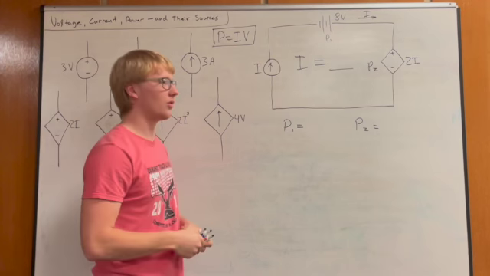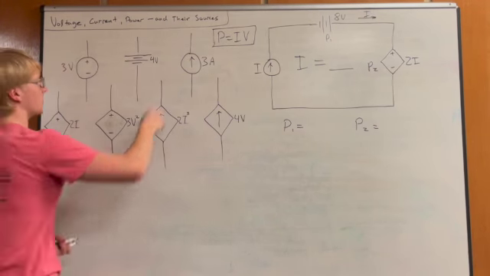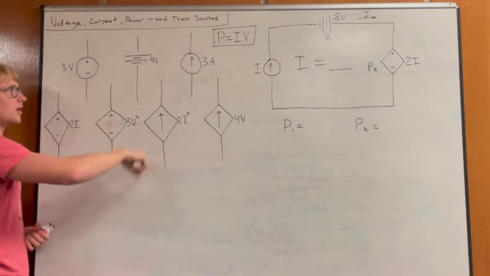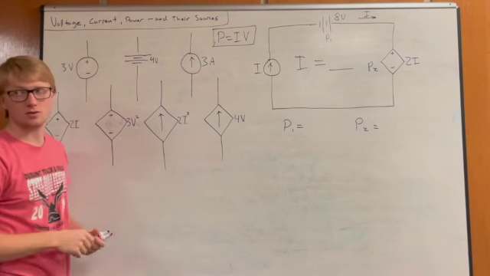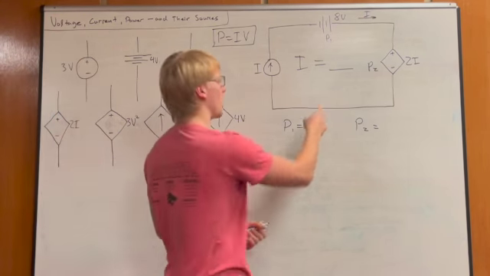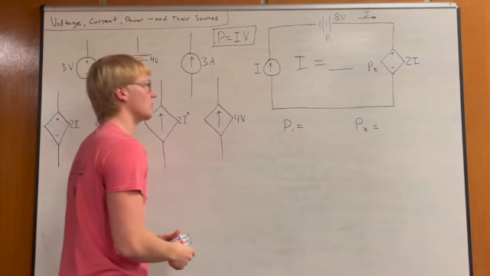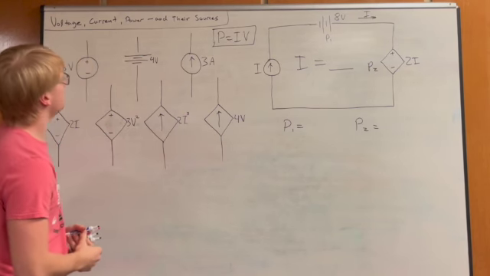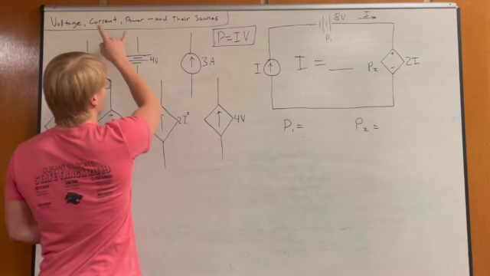So I'm going to go through some of the sources, right? Seven different types of sources, and then I'm going to go through a problem to define some power. And that'll be the voltage, current, power part.